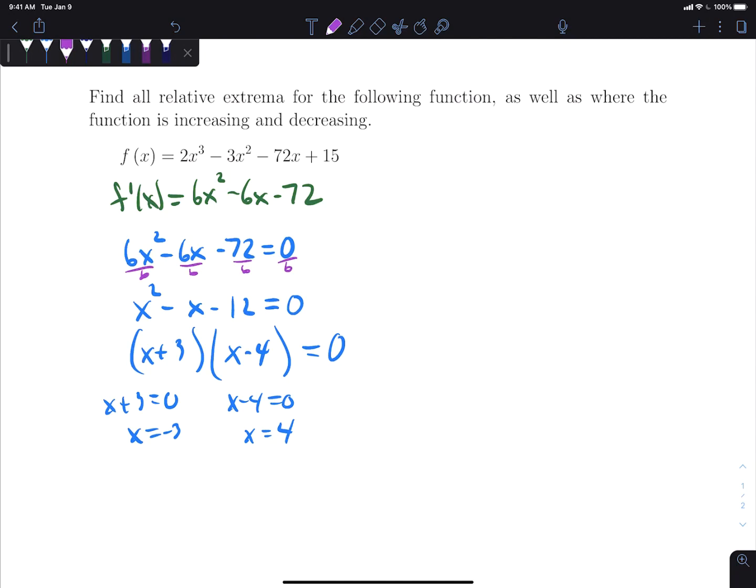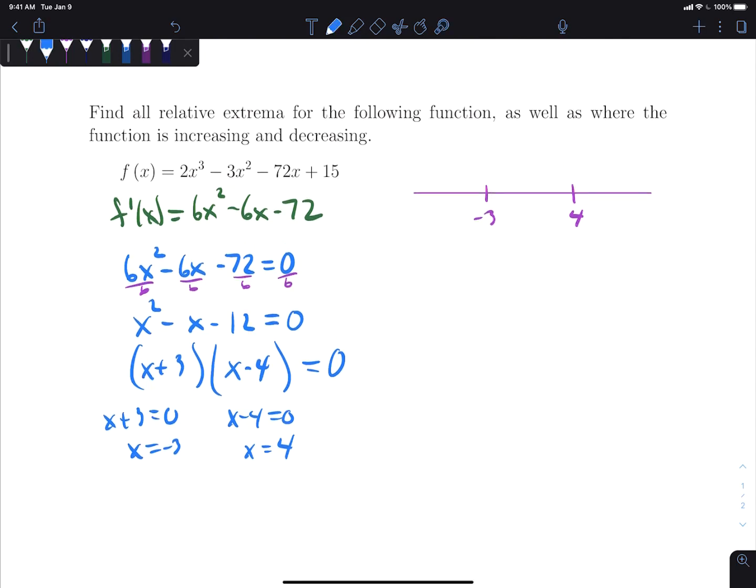And what we're going to do next is find whether each of these is a relative maximum or a minimum. These are both critical points. We know that for sure. The question is, are they relative extrema? So we need a number to the left of negative 3, a number between negative 3 and 4, and a number to the right of 4. So I'm going to choose, say, negative 4, 0, and 5. Those are the x values.